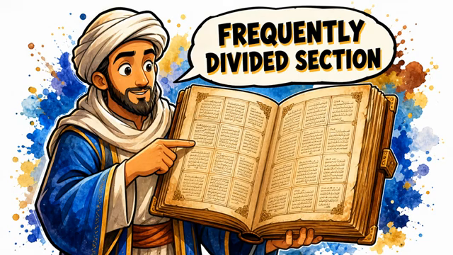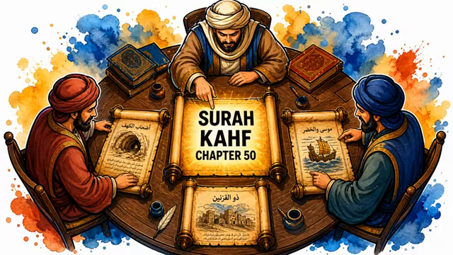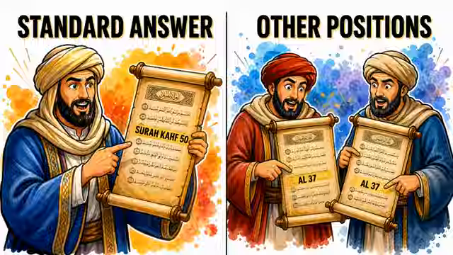Now, where does it begin? And here is our second real disagreement, and it is well known. The most widely held position, and the one used in that companion narration we opened with, is that Al-Mufassal begins at Surah Kaf, chapter 50, and runs from there to the end. That is the standard answer, and if you only remember one, remember that one.